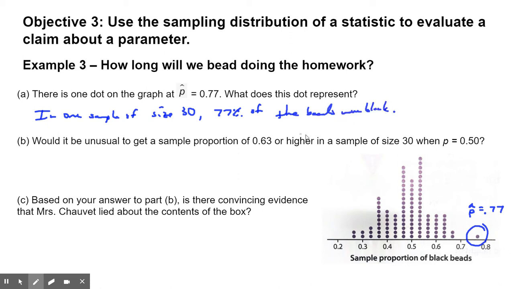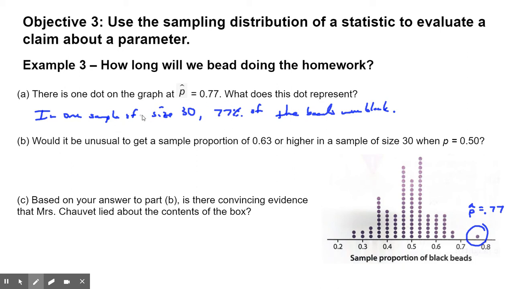So I think this is a very, very basic example, elementary, but it's important because I think we forget what these dots mean. Each of these dots is a sample proportion of black beads out of 30 beads. Okay, so be aware of that. And again, whenever we interpret things, we typically change our proportions into a percentage.